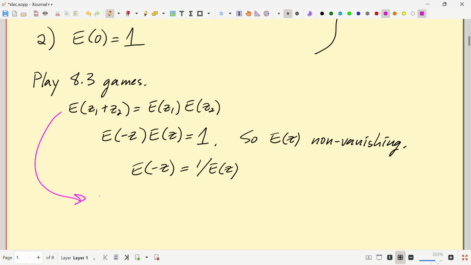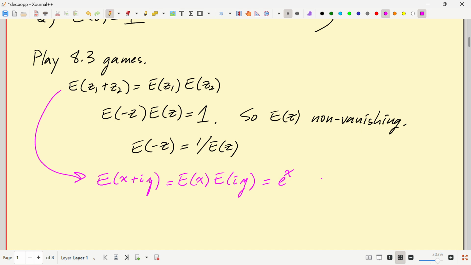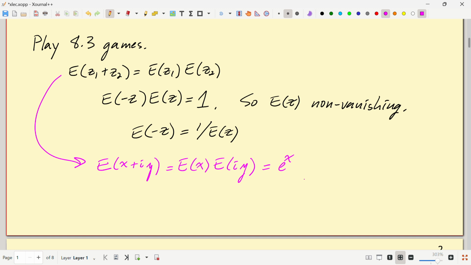But when you do this one here for e to the i, what would this one tell us? This would tell us that e to the x plus iy is e to the x times e to the iy. And then you can use Euler's observation and see that that gives you the complex exponential that I wrote in the beginning. I won't write that.